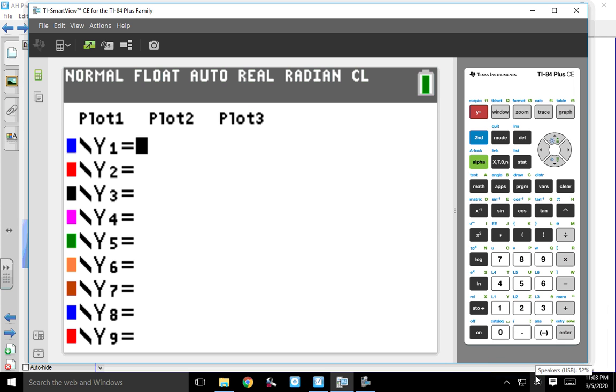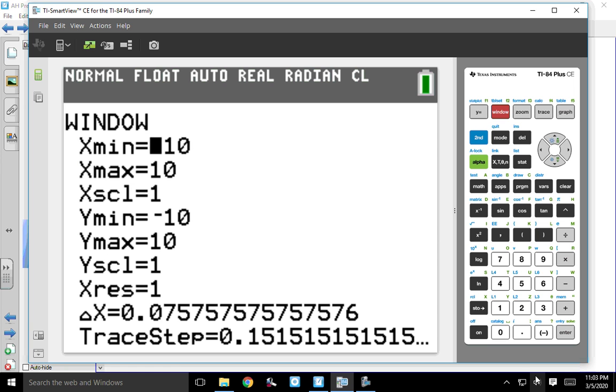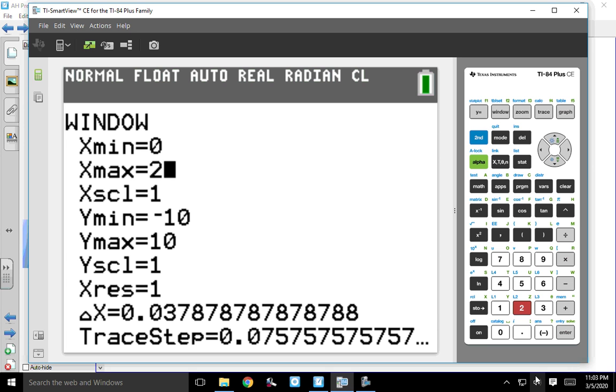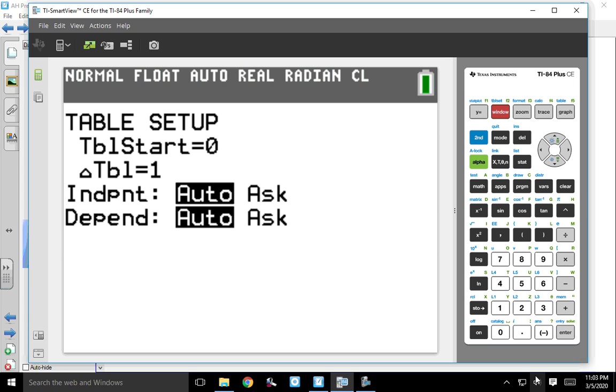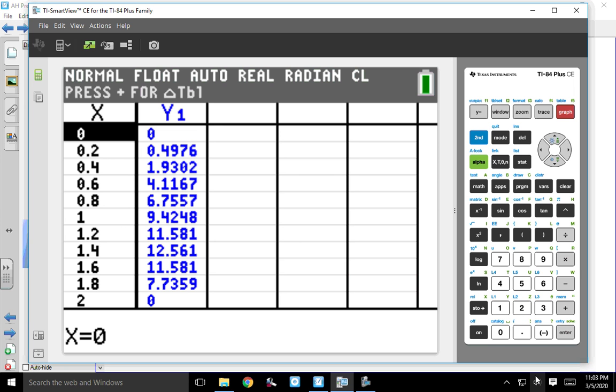All right, so here we go. Let's punch in our equation. Again, it's pi times x squared times the quantity 4 minus x squared, which is the equation for the volume of the cylinder. And we've already figured out that the domain that makes sense is from 0 to 2. Let's use our table to help us come up with a decent window to sketch this in. In our table setup, we can start at 0, but this time let's change by 0.2. I just want to see enough points to get an idea of how big a window I need.